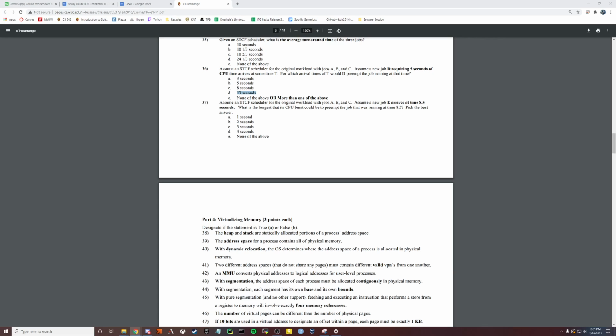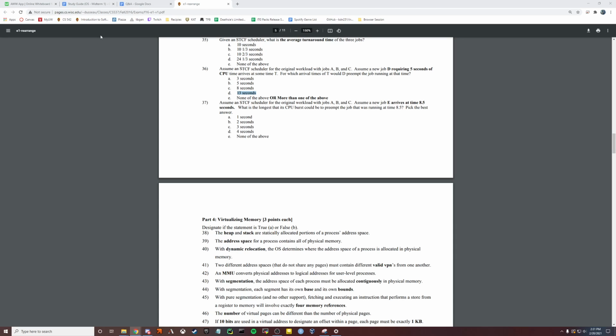I'll read the explanation here. It says, given this shortest time to completion first schedule, A is 0 to 2. When B arrives, it preempts A. B goes from 2 to 6. A goes from 6 to 12, total of 8. C from 12 to 19. What is happening at time 8.5? A is running and has 3.5 more seconds of run time.